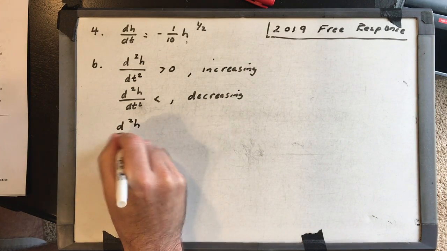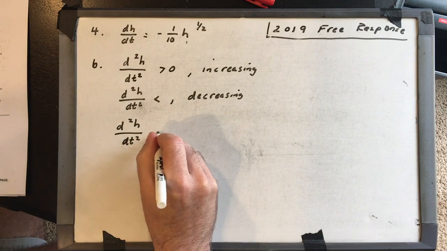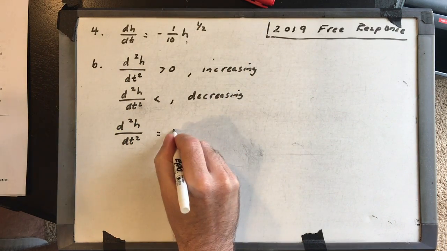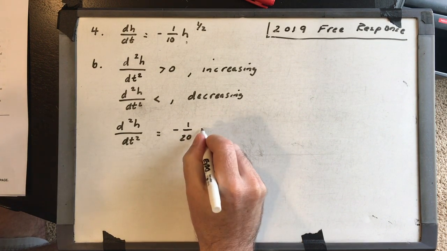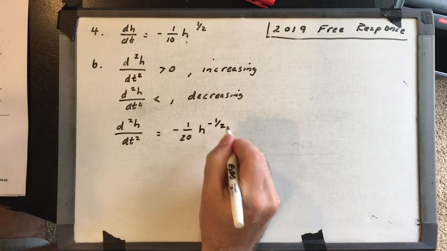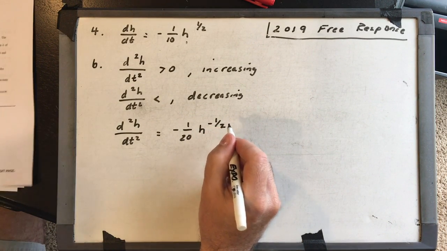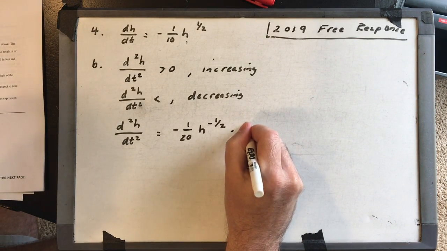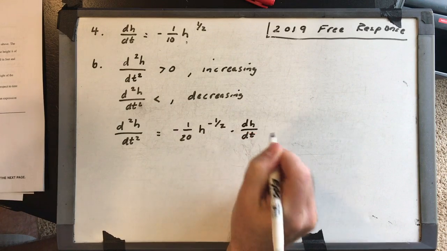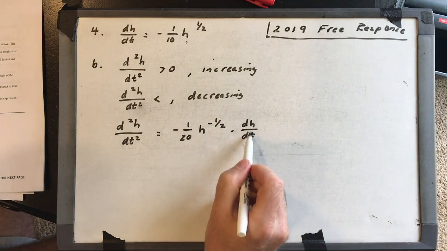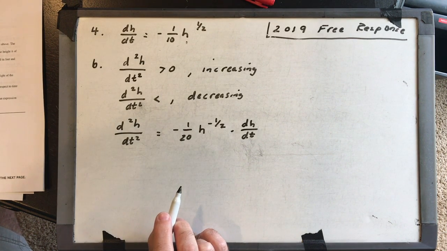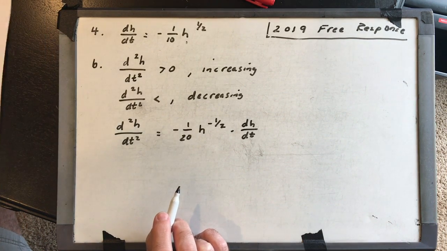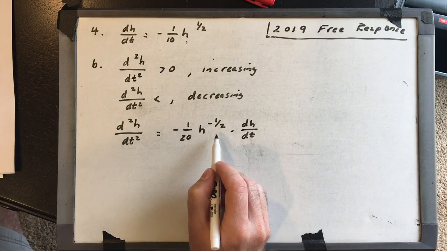So the second derivative is going to be equal to, okay, a half times negative 1/10. That'd be negative 1 over 20, times h to the minus 1/2. All right, and then times dH/dt. Remember, we're taking the derivative with respect to t, so we have to have the dH/dt in there. Okay, so now we're just going to simply plug the numbers in here.